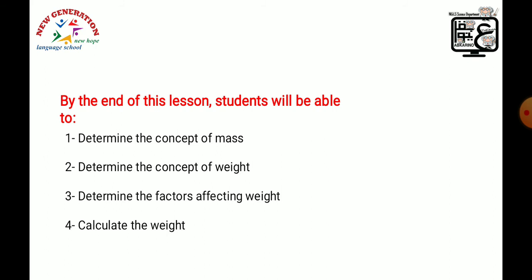By the end of this video, students will be able to determine the concept of mass, determine the concept of weight, determine the factors affecting weight, and finally calculate the weight.